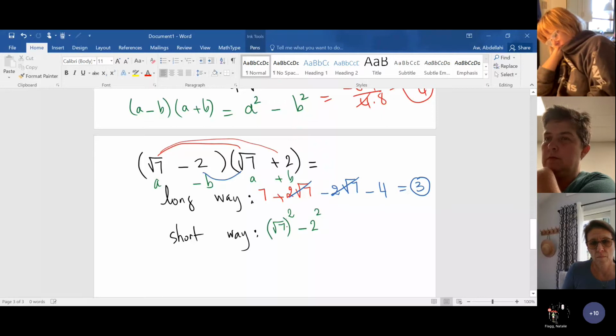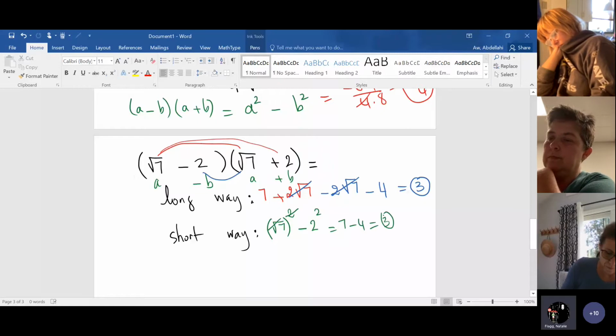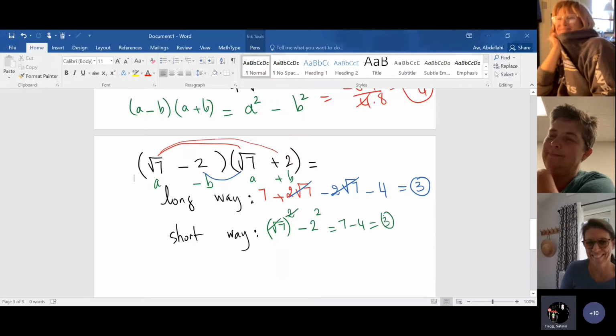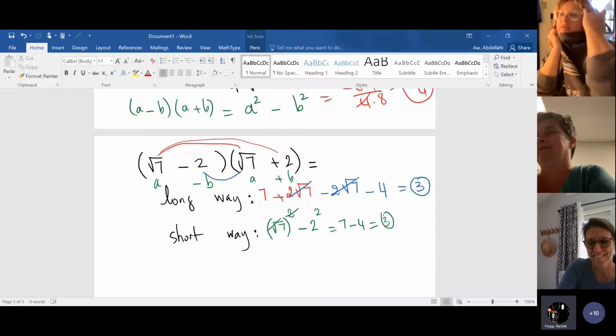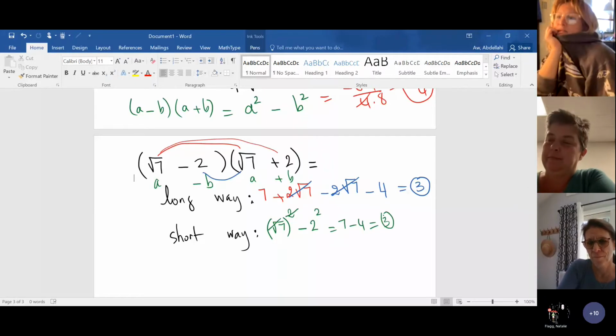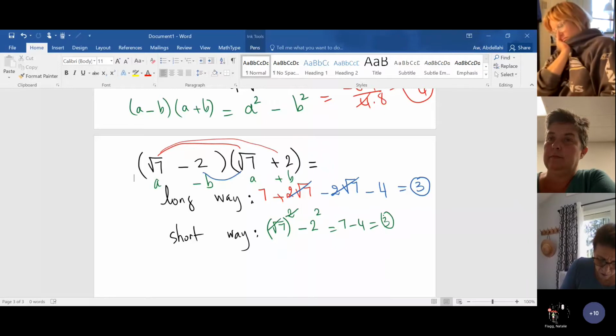How much is square root of 7 all squared? Don't they cancel out? It's 7 minus 4, which is 3. Okay? Hot dog. You see, that way, every time you have a difference of two squares, take advantage of it. It's going to save you some distribution time, right? But you have to make sure it looks like a plus b, a minus b. When it does look like a plus b, a minus b, you don't need to distribute. I mean, you could distribute, but it's a waste of time. It's a squared minus b squared, right?